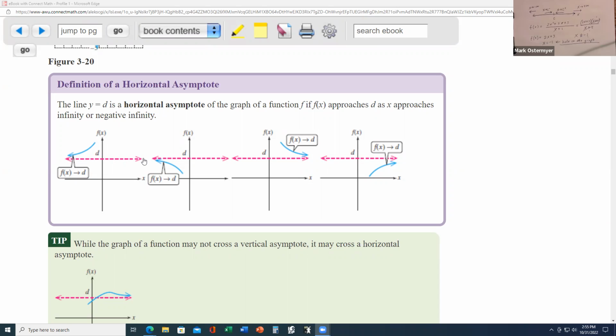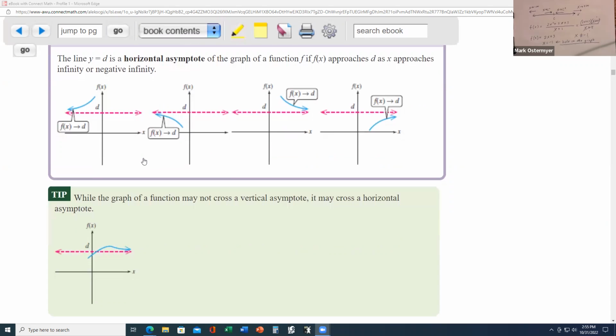Now, unlike vertical asymptotes, where your graph can never cross or touch a vertical asymptote, ladies and gentlemen, graphs can intersect or cross a horizontal asymptote. But the definition of a horizontal asymptote only comes into legitimacy or existence for very large values of x or very small values of x.